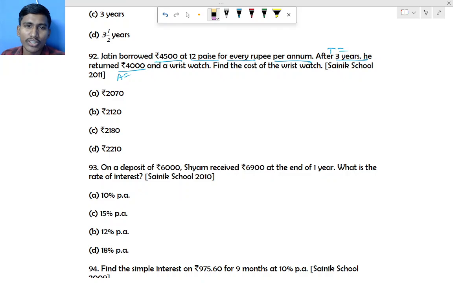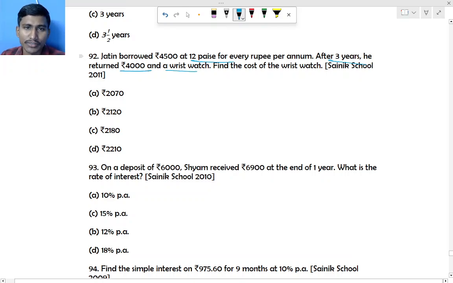So the question is what? Jatin borrowed 4500 at 12 paise every rupee per annum. After 3 years he returned 4,000 and a wristwatch. Find the cost of the wristwatch. So what does he have to return? Amount means principal plus interest. So first let us find the interest. 12 paise for every rupee means it is 12%. Rate of interest is how much? 12%. Because 1 rupee means 100, divide by 100 means percentage, so I have directly taken it as 12%.